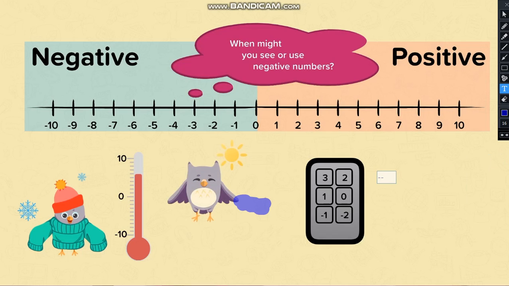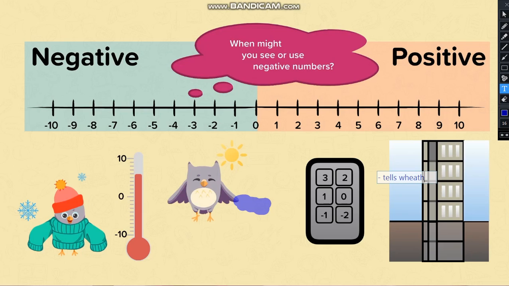You may have also seen negative numbers on lifts in buildings. If a floor of a building is below the ground level, it may have a negative number. For example, negative 2 would be 2 floors below ground level.